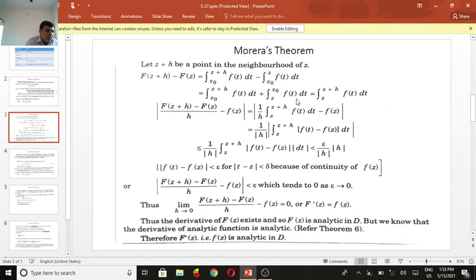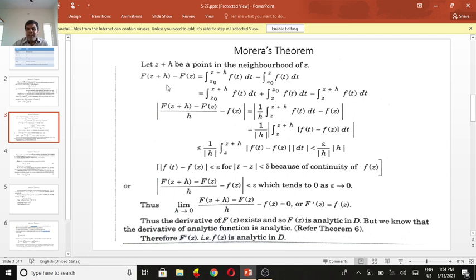So we take F(z+h) minus F(z), which equals the integral from z0 to z+h of f(t) dt minus the integral from z0 to z of f(t) dt. Reversing the order of integration, we get plus the integral from z to z0 of f(t) dt. By a property of definite integrals, this is equal to the integral from z to z+h of f(t) dt.